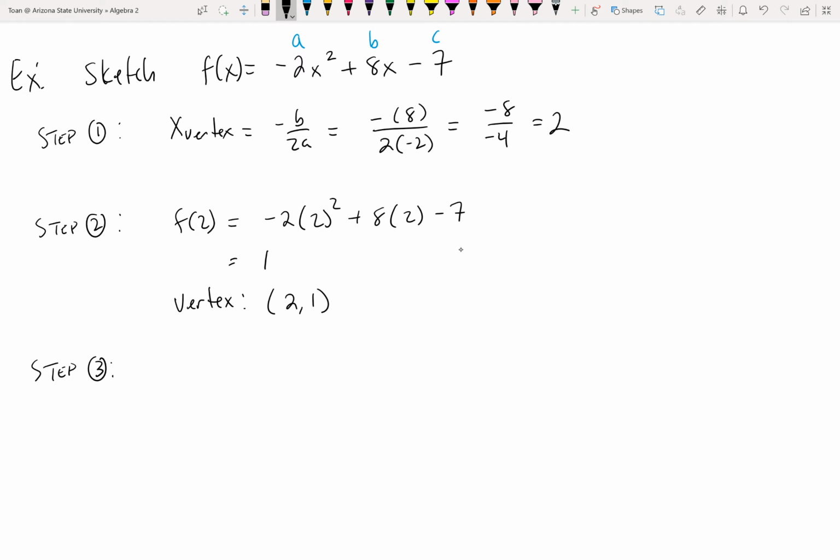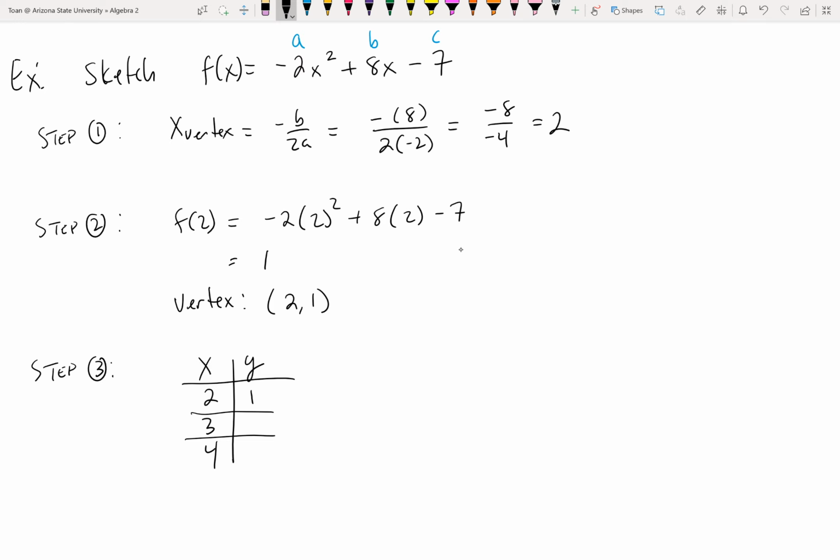So step 3, I'm going to make an xy table. Now technically for an xy table, you can plug in any number you want. My suggestion is start with your vertex. So I know my vertex was (2, 1), and then just plug in numbers that are close to the vertex. So since my vertex was at x equals 2, I'm going to pick numbers that are close to 2, say 3 and 4. I usually just do 2 more points, but you can do more if you want. So all we're going to do is take these x values, 3 and 4, and plug them into the original equation.